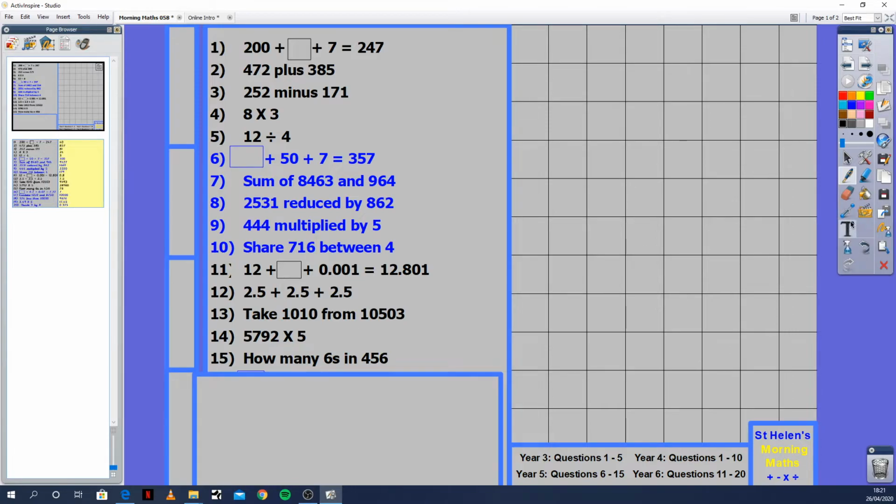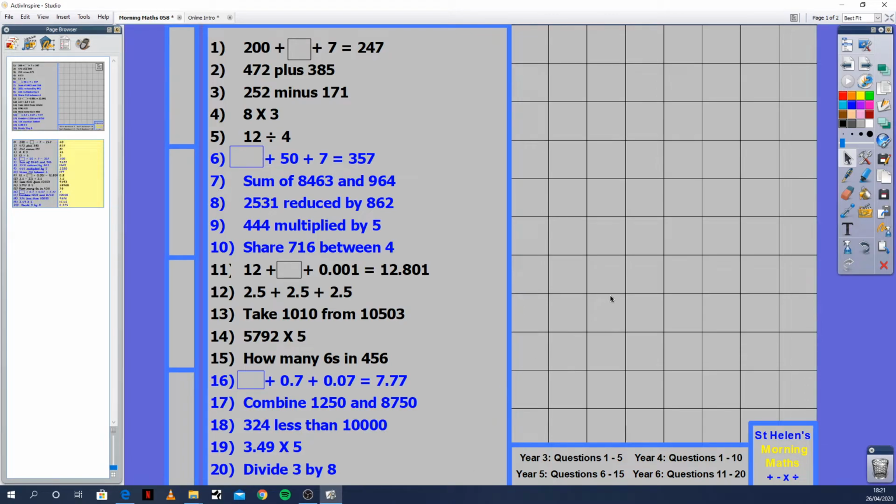Moving into the year 6 questions. Let's move them down. Questions 16 to 20. And again, a missing number question.